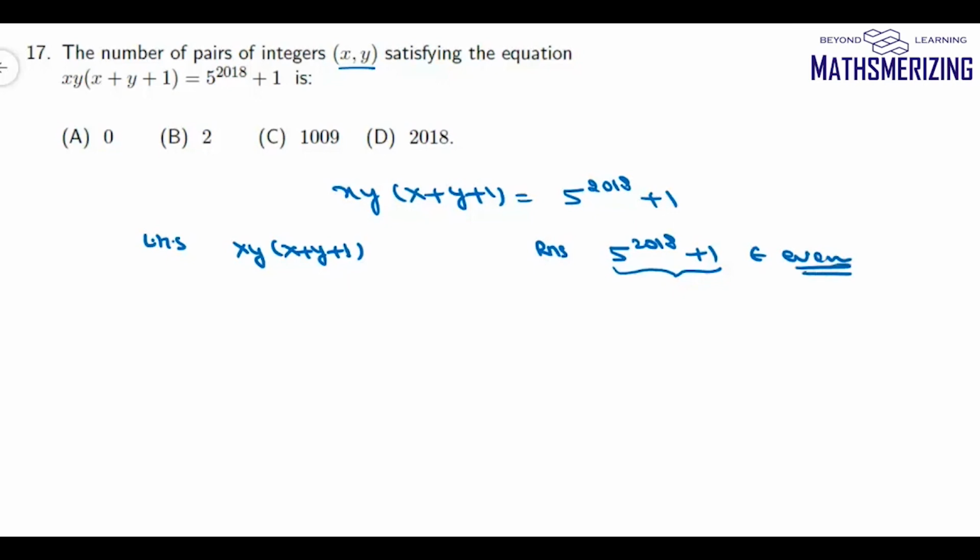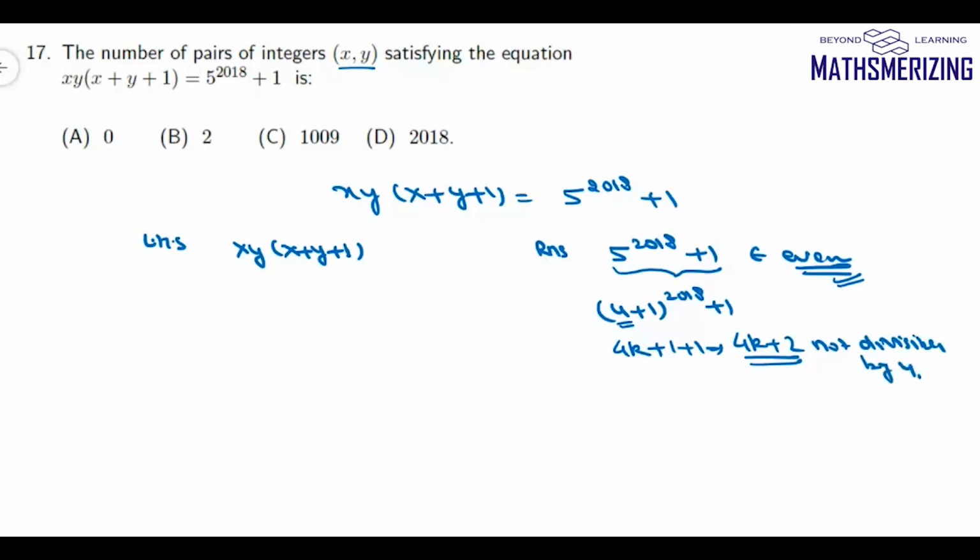So this RHS is even, and we can also write this 5 as 4 plus 1 to the power 2018 plus 1. So here I can write it as some multiple of 4 plus 1 then plus 1. So it is of the form 4k plus 2. So this right hand side will be even, but it is not divisible by 4. Now we'll come to left hand side. So now we know that right hand side is even. So this left hand side must also be an even number. So left hand side will be even when at least one of x or y is even.